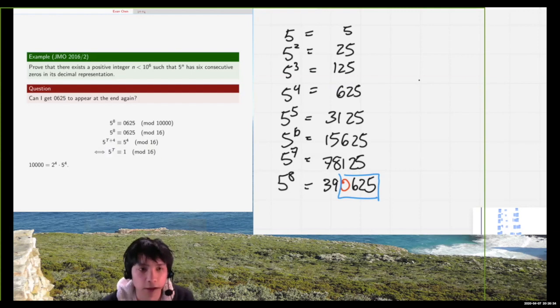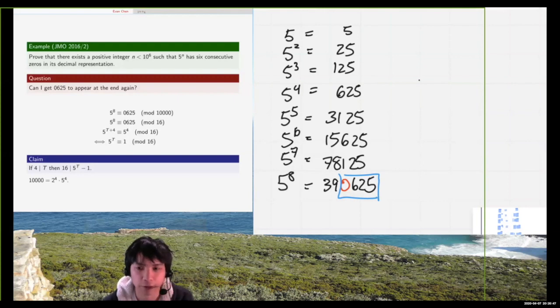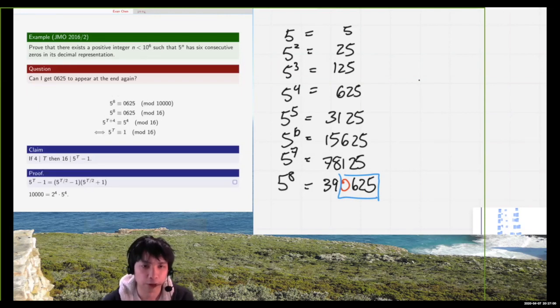And I claim if 4 divides t, then 16 divides 5 to the t minus 1. If you want to see why, if I have a difference of fourth powers, I can just factor it. So 5 to the t minus 1 is equal to 5 to the t halves minus 1 times 5 to the t halves plus 1. And then t is divisible by 4, so that first thing is still a difference of squares: 5 to the t over 4 minus 1, 5 to the t over 4 plus 1, and then 5 to the t over 2 plus 1.